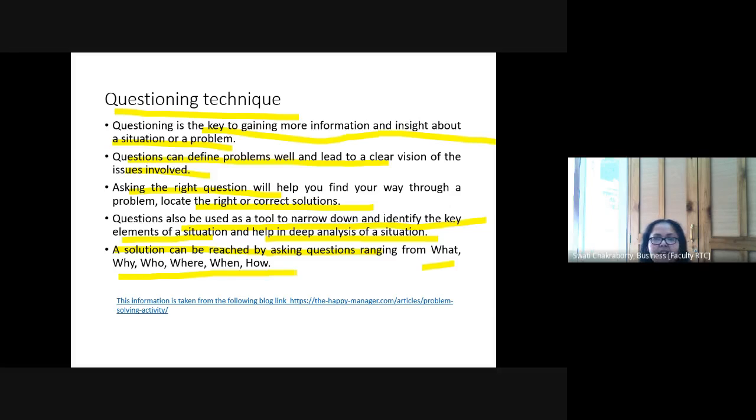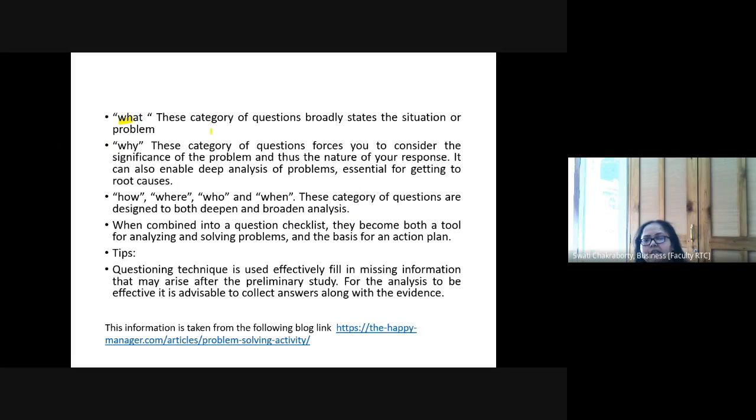When we say "what", this category of questions broadly states the situation or the problem. "Why" forces us to consider the significance of the problem and also the nature of the response. It also helps us go for a deep analysis of the problem, which is essential for getting the root causes. How, where, who, and when. So these categories of questions are designed to both deepen and broaden the analysis.